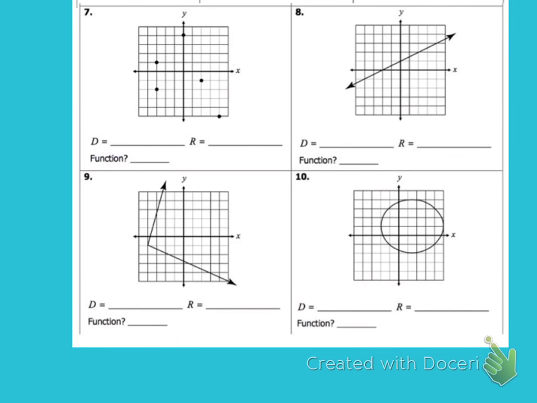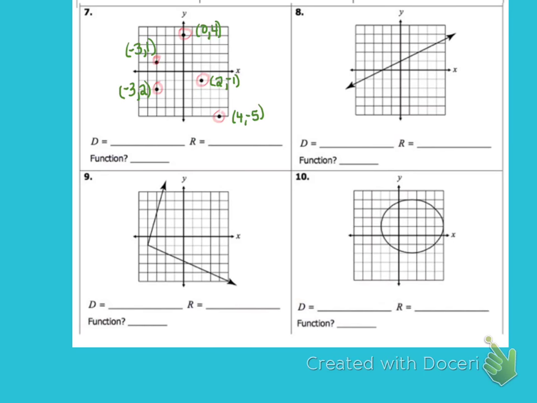Taking a look at number 7, notice that number 7 is just a series of 5 different points. So there's a point right here, a point right here, a point here, and a point here, and then finally a point down here. So to identify the domain, what I have to do is look at each one of these points and look at its ordered pairs. So I'm just going to list out the ordered pairs on the graph. I'm going to pause the video to do that.